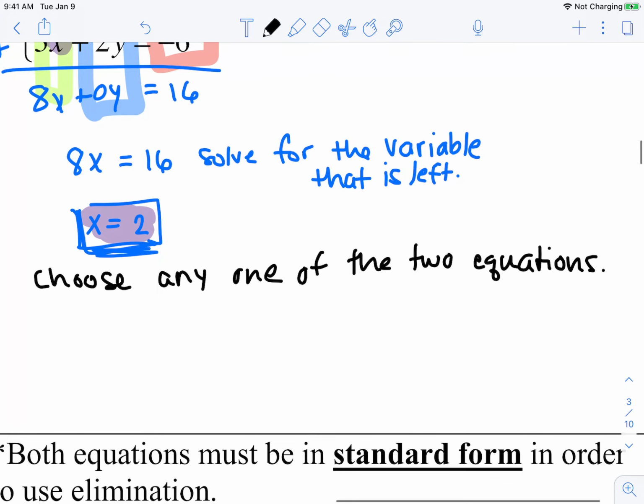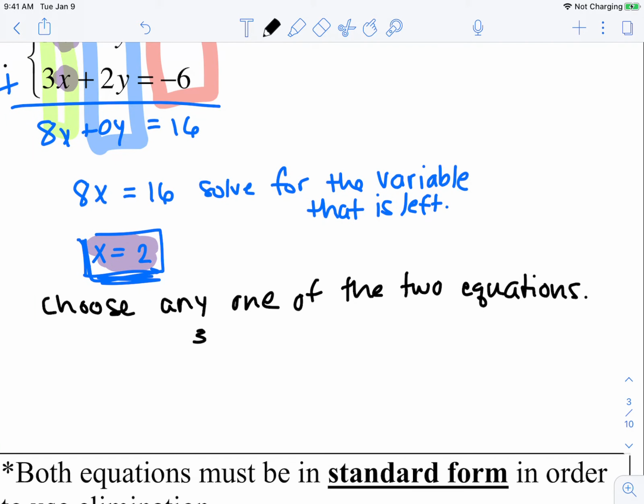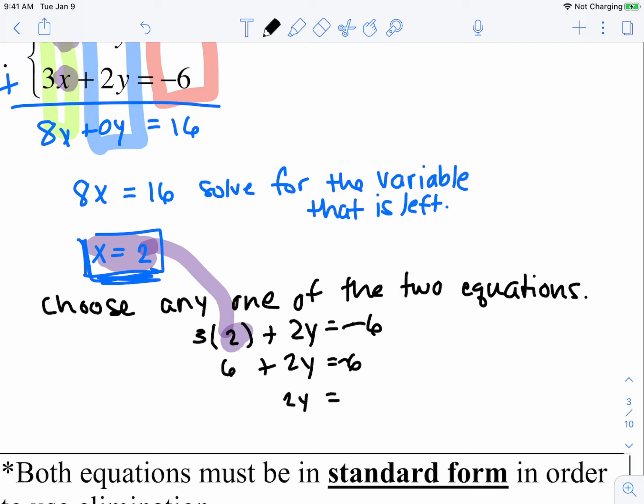And I can choose whichever one I find to be the easiest. So I'm going to go ahead and do the 3 times x plus 2y equals negative 6. Notice I plugged my 2 in. And now I have 6 plus 2y equals negative 6. And you go ahead and solve it the way that you would any old linear equation. So I'm going to subtract 6 on both sides. I get negative 12. Divide by 2, and I get negative 6.